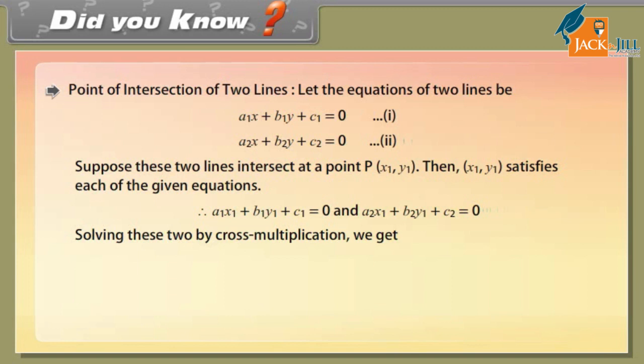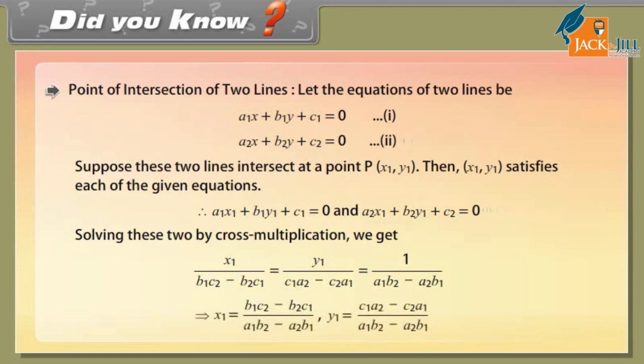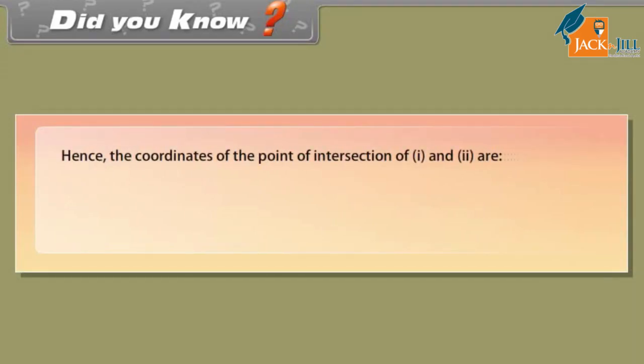Solving these two by cross multiplication, we get x1 by b1c2 minus b2c1 is equal to y1 by c1a2 minus c2a1 is equal to 1 by a1b2 minus a2b1. It implies x1 is equal to b1c2 minus b2c1 by a1b2 minus a2b1, y1 is equal to c1a2 minus c2a1 by a1b2 minus a2b1. Hence, the coordinates of the point of intersection of 1 and 2 are b1c2 minus b2c1 by a1b2 minus a2b1, c1a2 minus c2a1 by a1b2 minus a2b1.